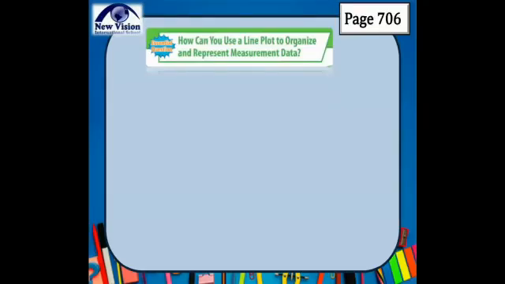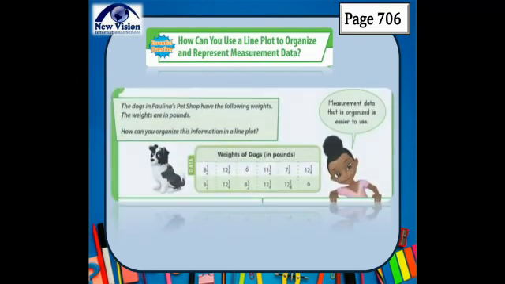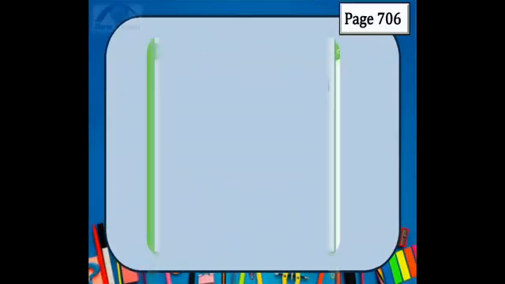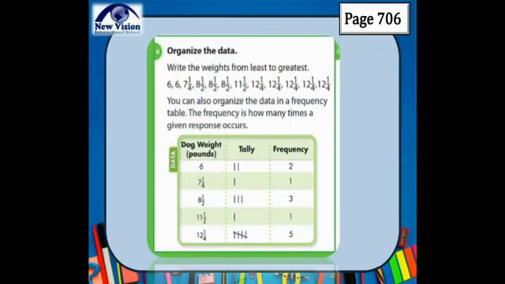Review the video about the essential question, how can you use a line plot to organize and represent measurement data? Always remember, class, measurement data that is organized is easier to use. How are we going to organize our data? So we can use a frequency table. A frequency table contains 3 columns. First is our data, the dog weight. We have the tally, and we have the frequency.